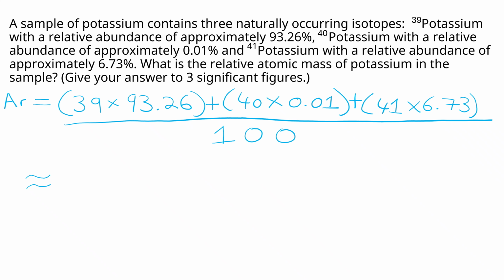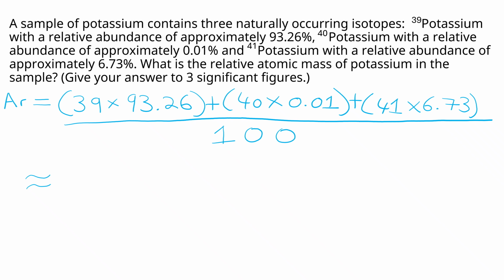How about potassium? A sample of potassium contains 3 naturally occurring isotopes: potassium-39 with a relative abundance of approximately 93.26%, potassium-40 with a relative abundance of approximately 0.01%, and potassium-41 with a relative abundance of approximately 6.73%. What is the relative atomic mass of potassium in the sample? Give your answer to 3 significant figures.